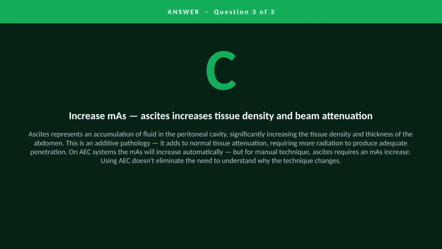The answer is C, increase mAs. Ascites is peritoneal fluid accumulation that dramatically increases the thickness and density of the abdomen. It is an additive pathology, with more tissue to penetrate. The standard technique will underexpose. mAs must be increased by 50 to 100% depending on the volume. Even on AEC systems, mAs increases automatically, but understanding why is what the registry tests.